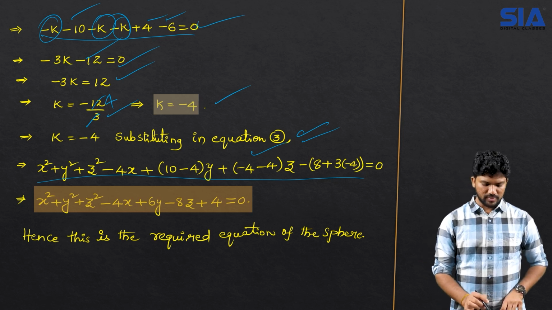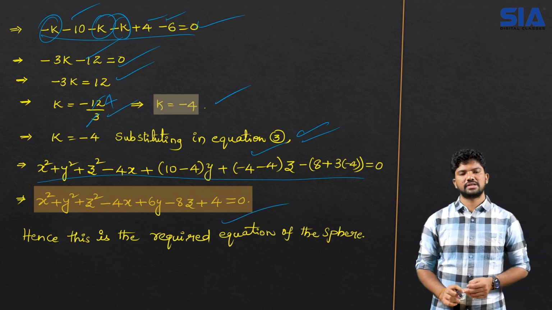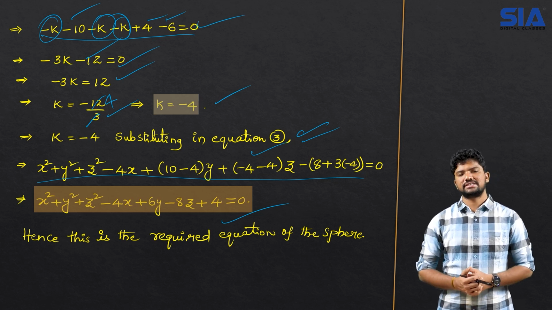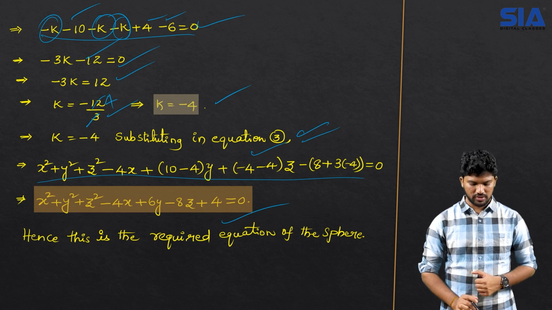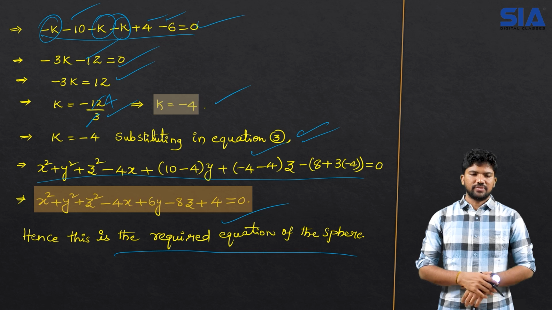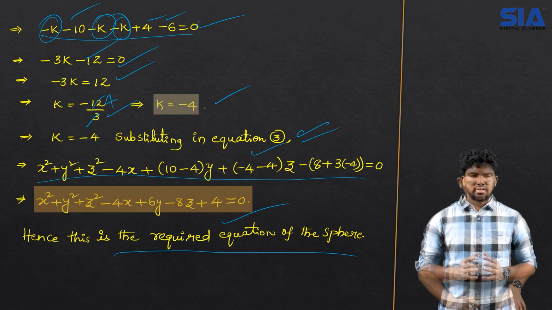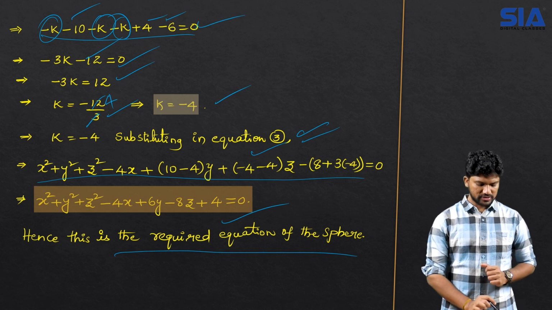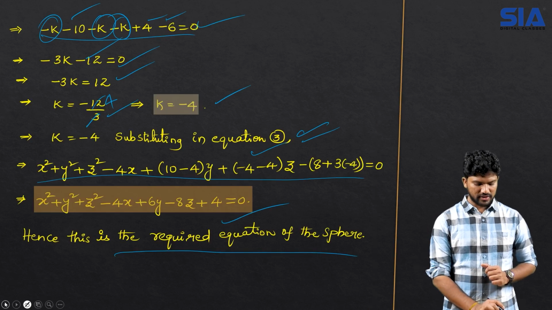So if you simplify them, x square plus y square plus z square minus 4x plus 6y minus 8z plus 4 is equal to 0 is the required great circle equation. Hence, this is the required equation of the sphere. So this is the total explanation of the problem.